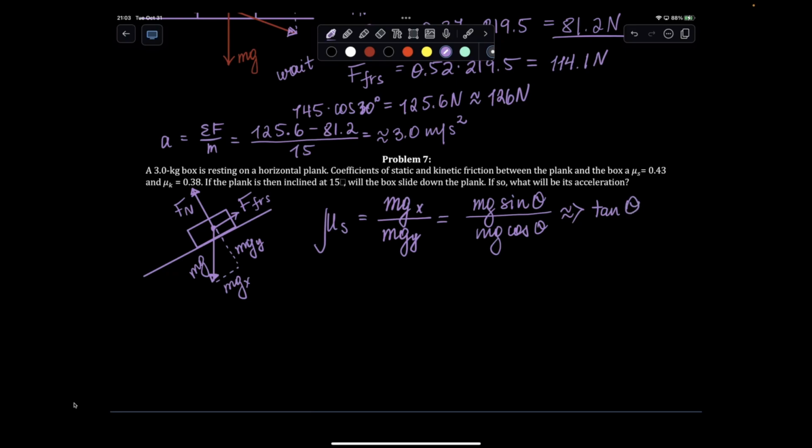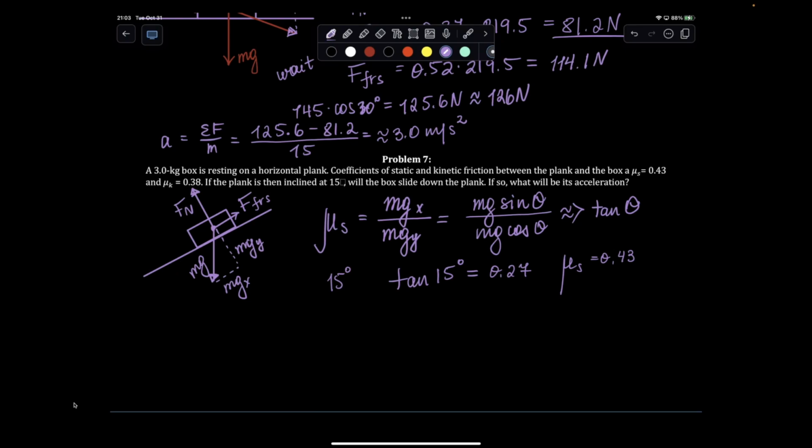If I look at this, angle is 15 degrees. What is tangent of 15? It's 0.26. Well, actually 0.27 if you round it correctly, which I didn't, but 0.27 would be your mu s, needed coefficient of friction to stay in place. Yours is actually bigger than that. Your mu s is 0.43. So definitely will stay on it.